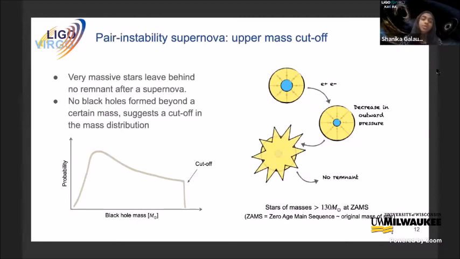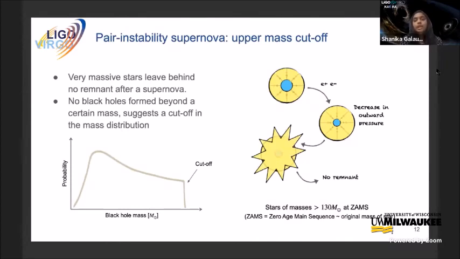And this contracted core increases in temperature and is dense enough such that the heavier elements in the core fuse, releasing an immense amount of energy. And this energy is so immense that the star gets completely blown up. There's nothing left behind, so we don't have a remnant. So stars can collapse to become black holes, but in this case, these stars completely blow up, so we don't have these black holes. So we expect this high mass cutoff.